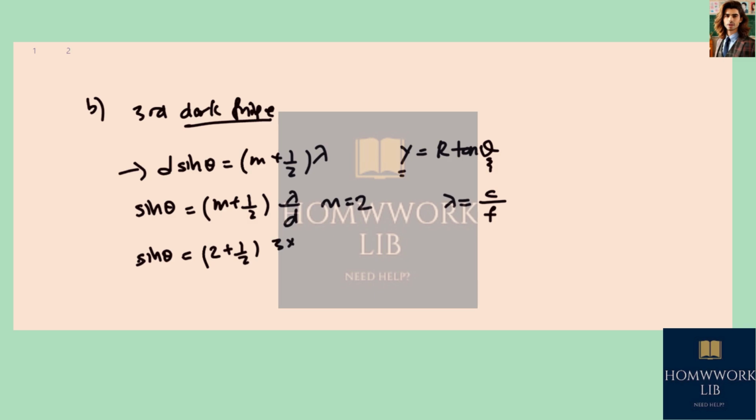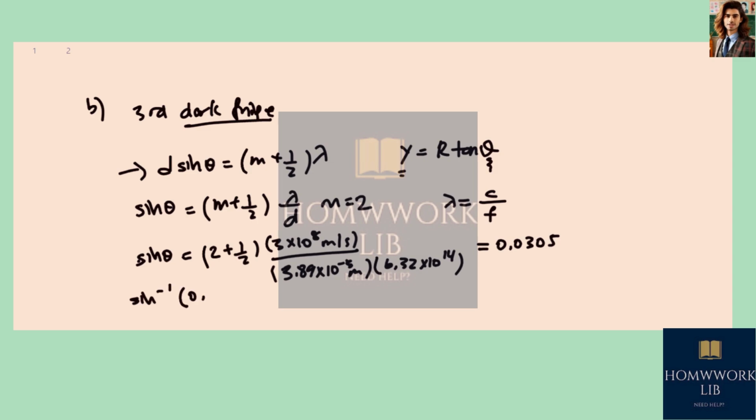So then it would be 3 times 10 to the power of 8 meters per second divided by d, which we calculated from part A. It would be 3.89 times 10 to the power of negative 5 meters times the frequency, which is 6.32 times 10 to the power of 14. So from here, sine theta is going to be 0.0305. Now, if we take the inverse of this, then we get the angle, and the angle is 1.75 degrees. This is our angle.